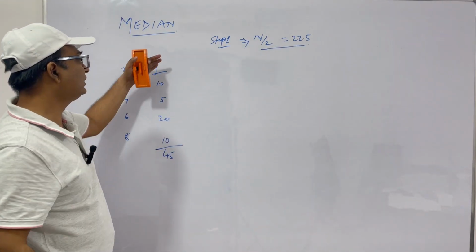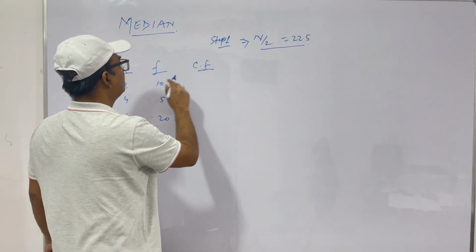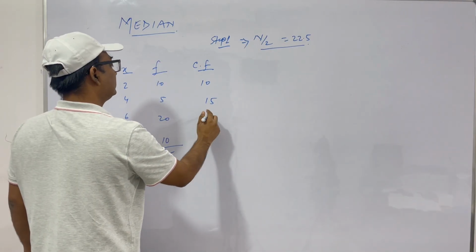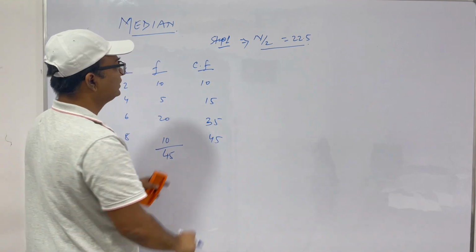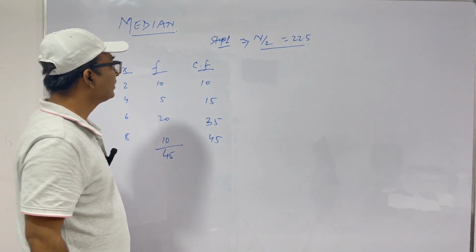Now what do we do? We take the cumulative frequency of this. Cumulative frequency, what is it? 10. Then this is 10 plus 5, 15. This is 15 plus 20, 35. And this is 35 plus 10, 45. This is the cumulative frequency, the less than cumulative frequency.